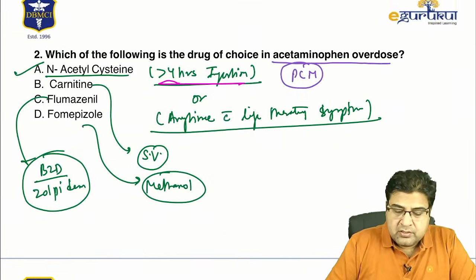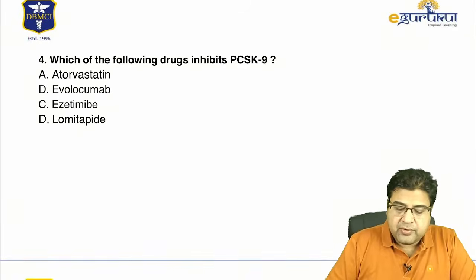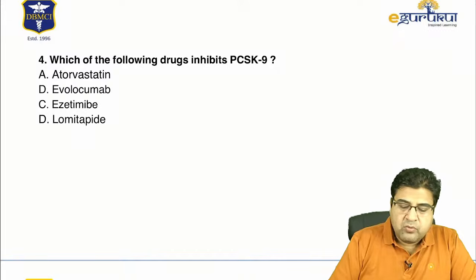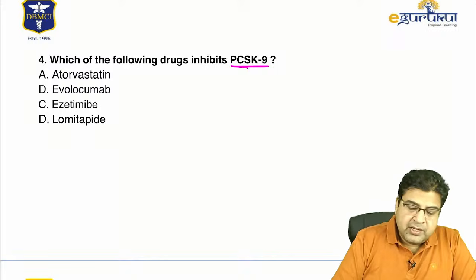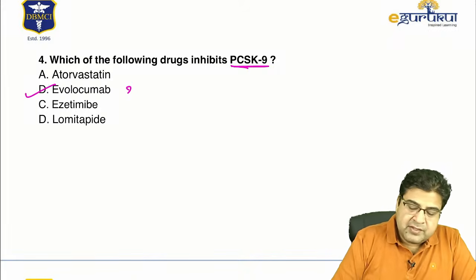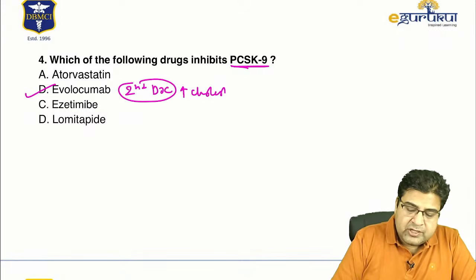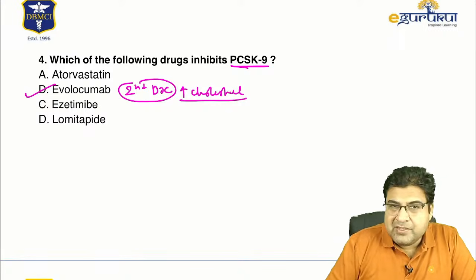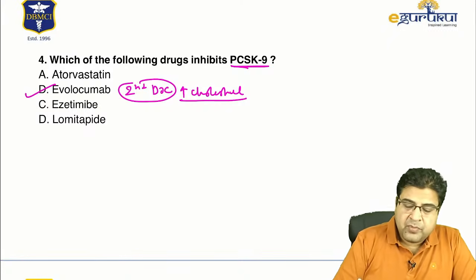Right? Question number four. Now, question number four, which of the following drugs inhibits the PCSK9 enzyme? So guys, here is evolocumab. Evolocumab is a medicine, it's a second drug of choice for hypercholesterolemia. It is a PCSK9 enzyme inhibitor.